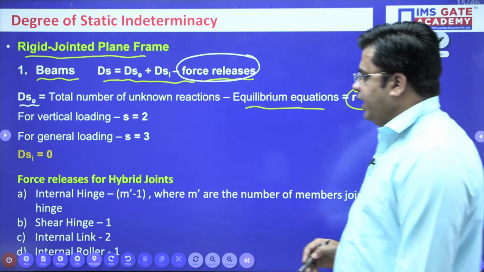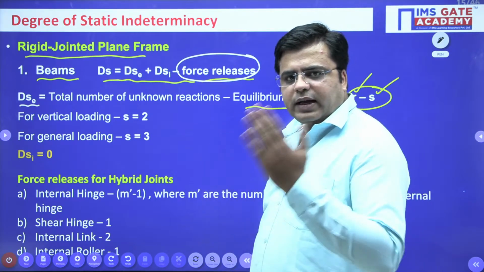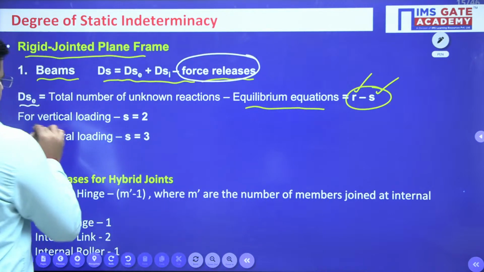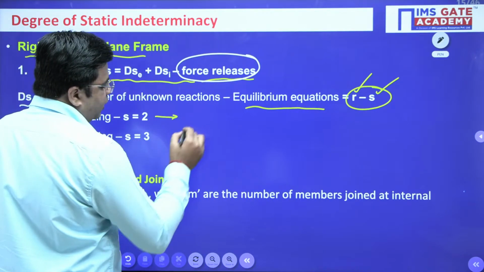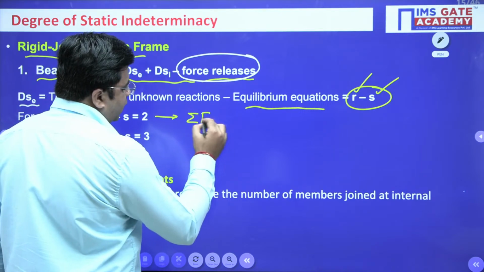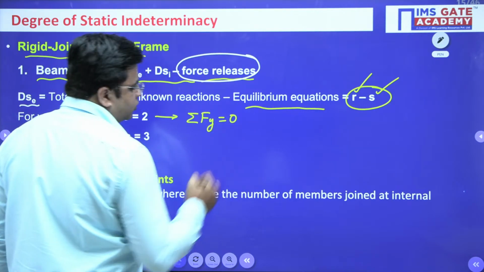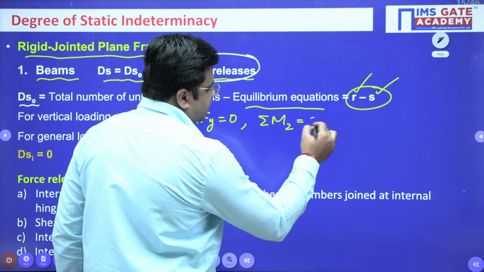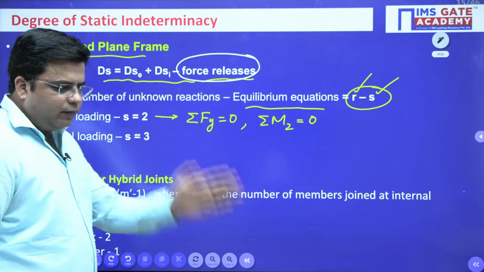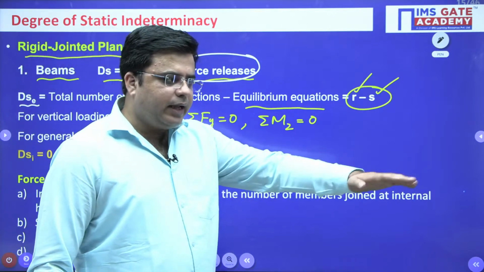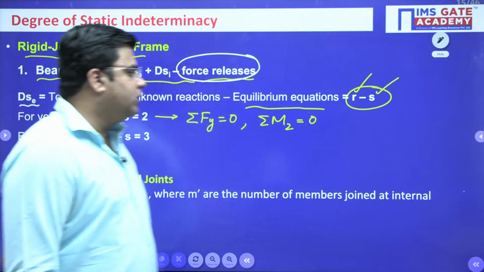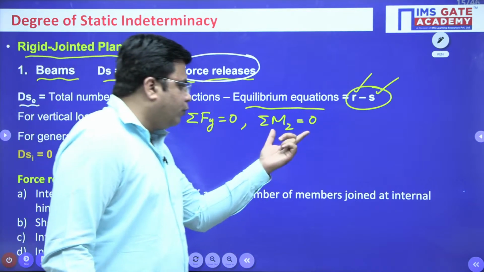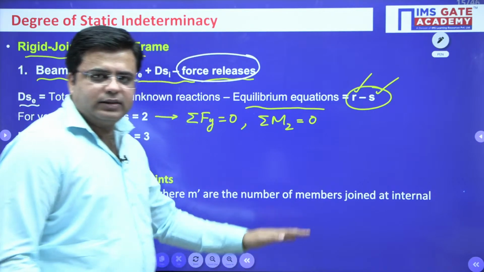unknown reactions, right? If we consider only vertical loading for a beam, there are only two equilibrium equations, that is summation of vertical loads is equal to 0 and also the summation of moment about the transverse axis is 0. If we only consider the vertical loading, we do not consider anything on the horizontal plane. So for this type of loading, summation of vertical forces is 0 and the summation of moment about point Z is 0. That is the transverse axis.